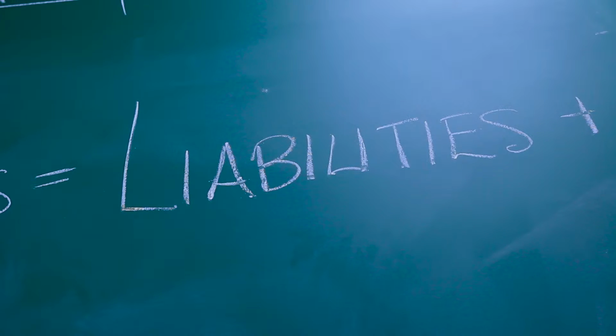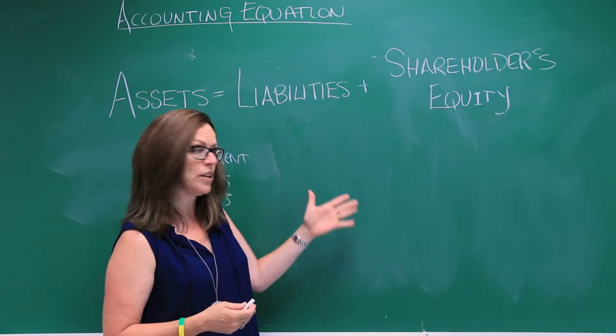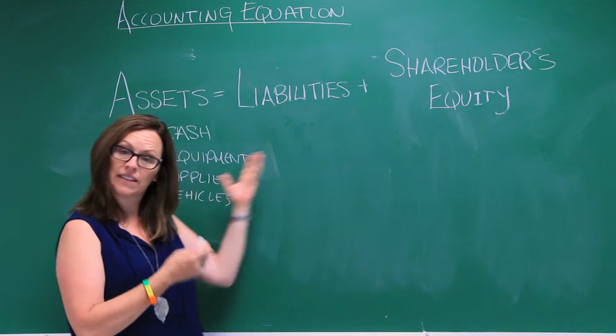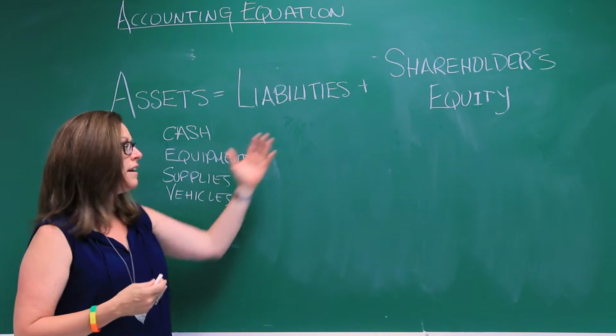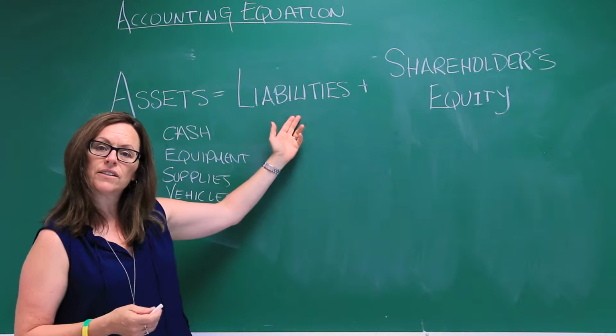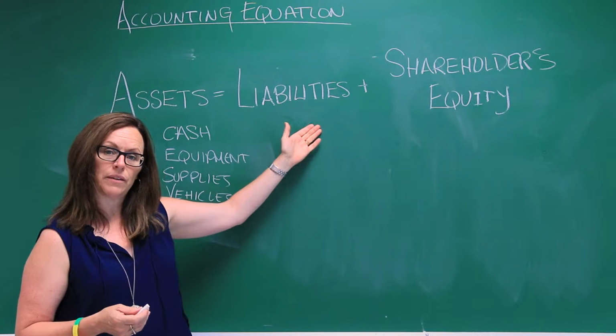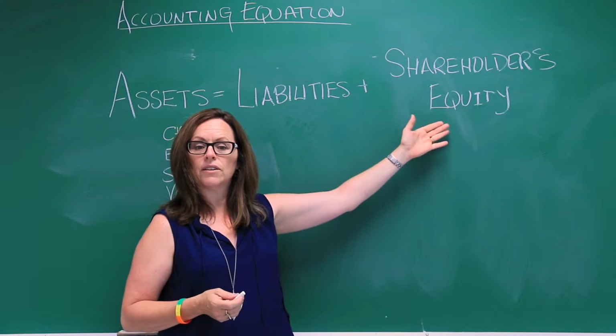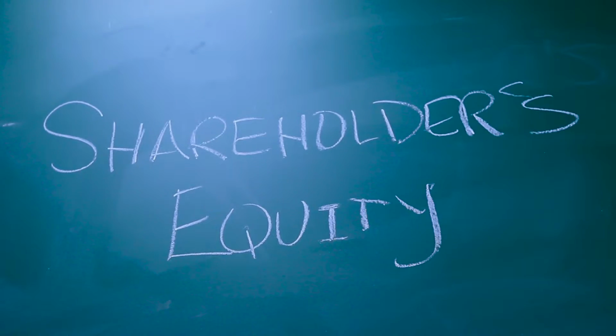Next, we're going to look at this side of our accounting equation. We have liabilities. Now, these are two groups that have claims to all of these assets. Here we have the lenders or other creditors, and this is going to appear as liabilities on the balance sheet. And then over here we have our shareholders, and that will be under shareholders' equity on the balance sheet.